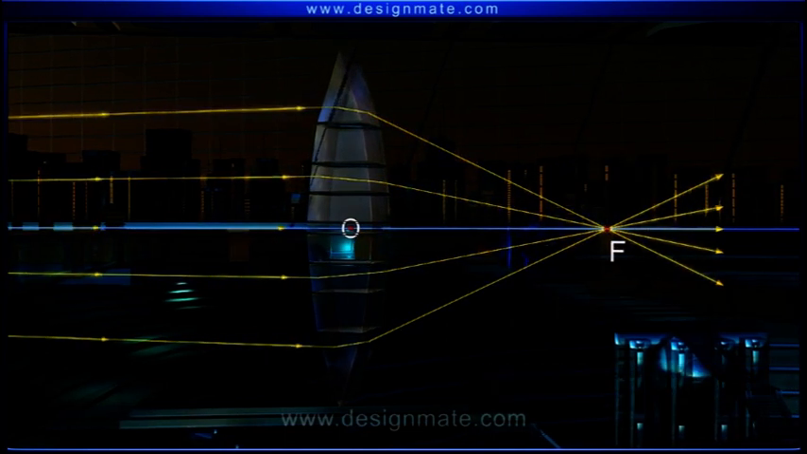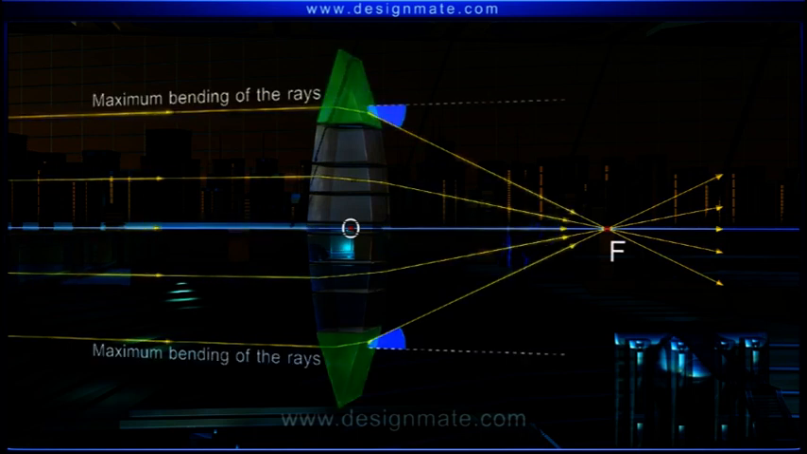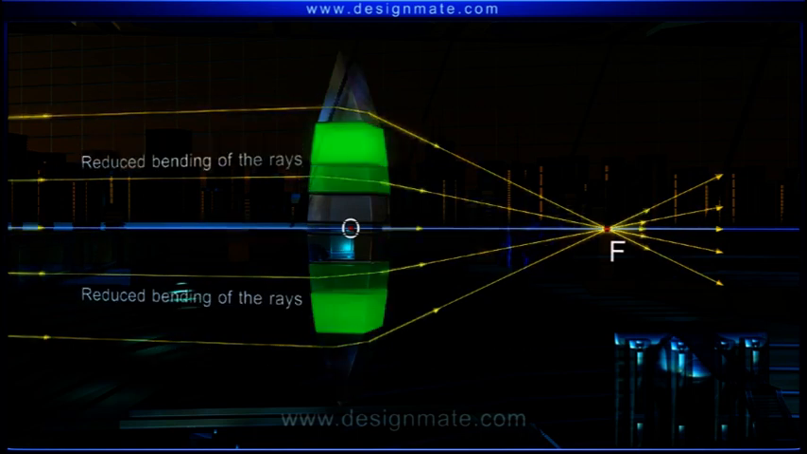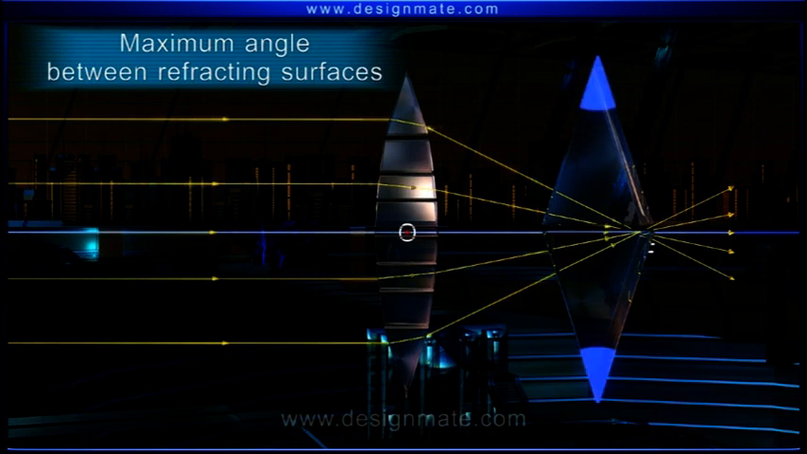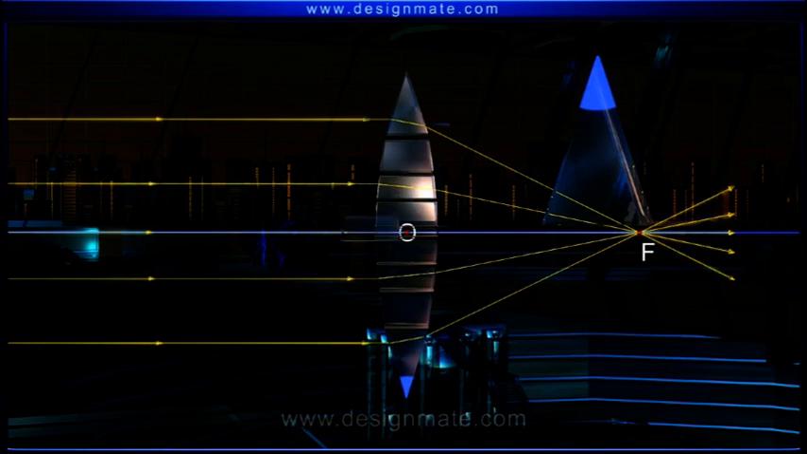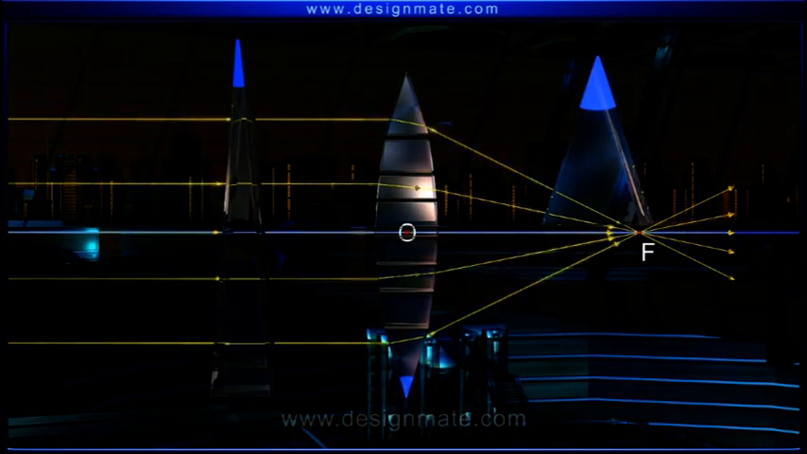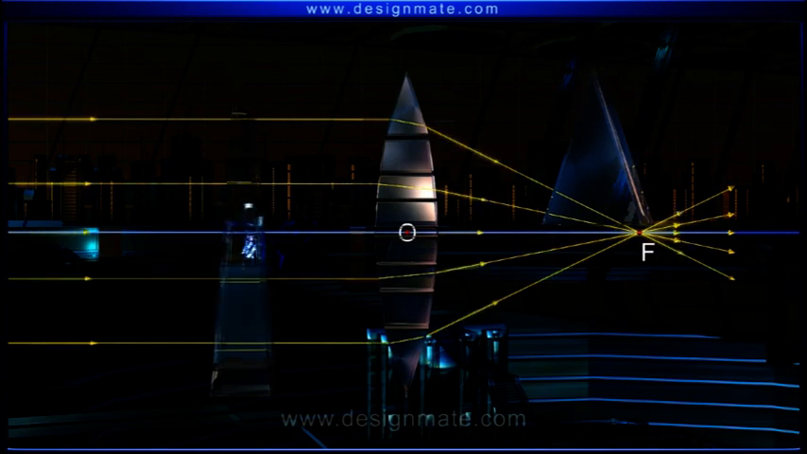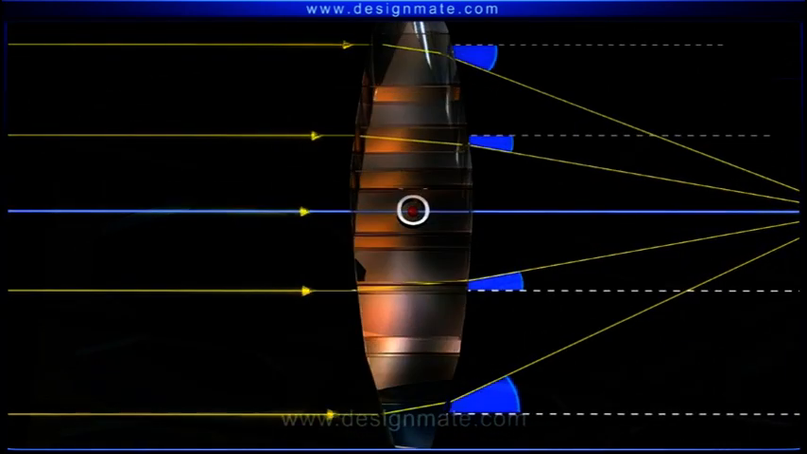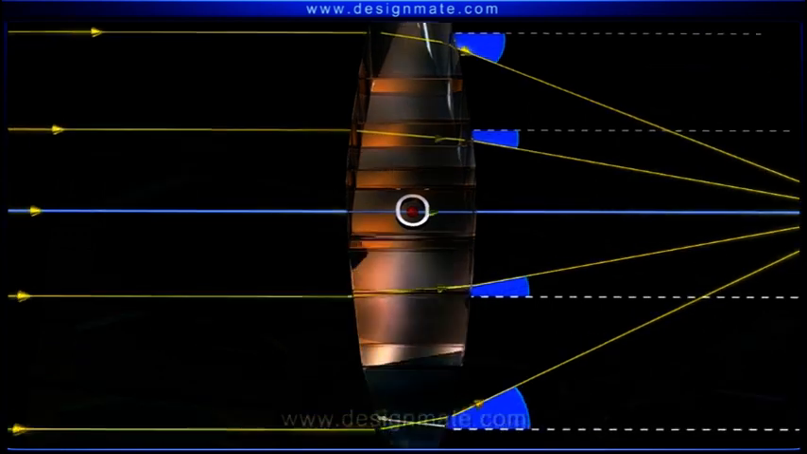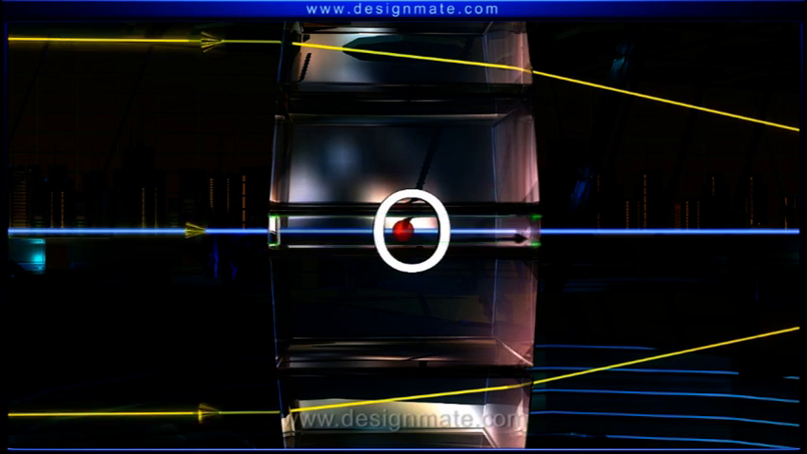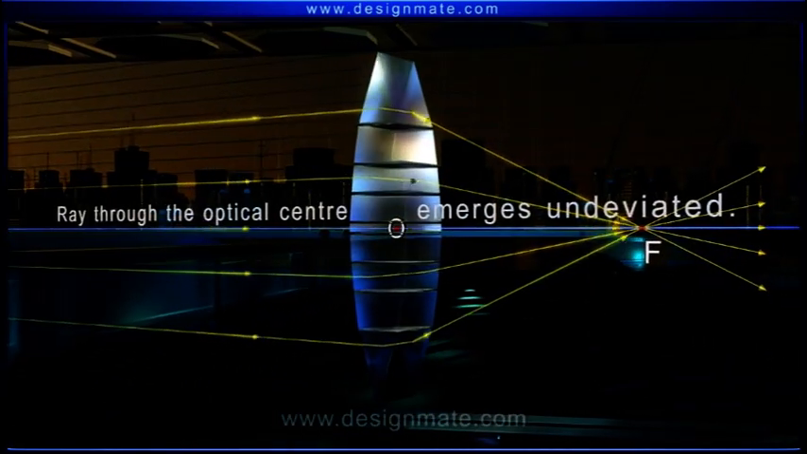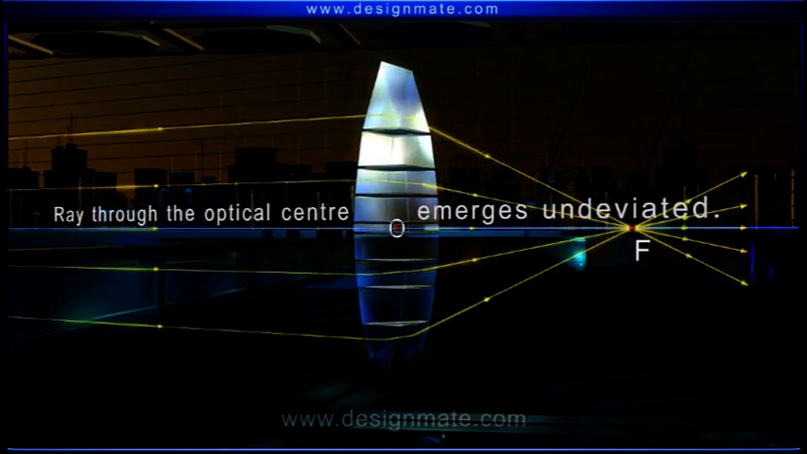We can see that the bending of rays is maximum at the top and bottom prisms, and it reduces as we move towards the principal axis. This is because the top and bottom prisms have the greatest angle between the refracting surfaces. As we move towards the principal axis, this angle reduces. This causes a corresponding decrease in bending of the rays. At the center, no bending occurs, for the glass faces are parallel. The ray through the optical center emerges undeviated along its original direction.